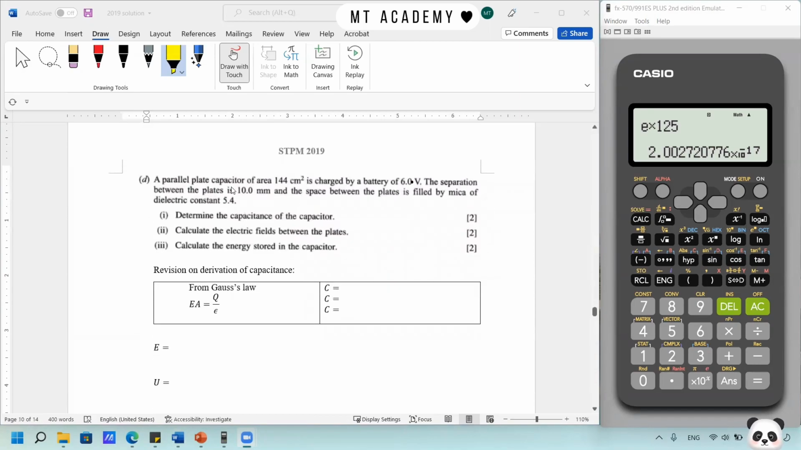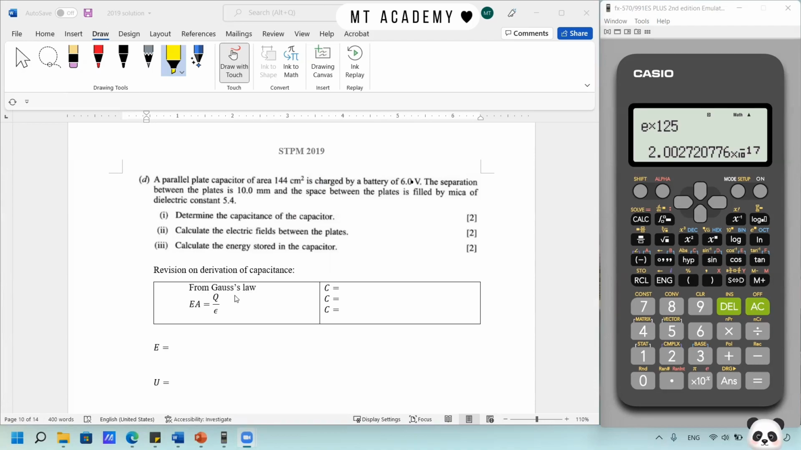A parallel plate capacitor of area 144 is charged by a battery of 6 volt. The separation between the plates is 10 millimeter. The space between the plates is filled by mica with a dielectric constant of 5.4. Determine the capacitance of the capacitor. The formula for capacitance is something we learned how to derive, so if you don't remember it, remember how to do the derivation.